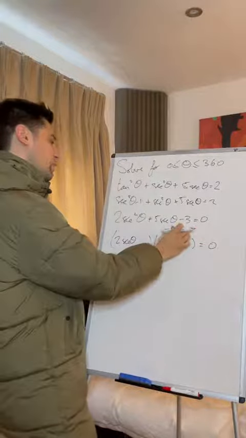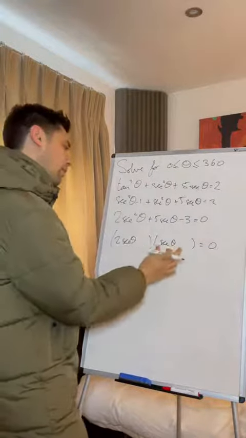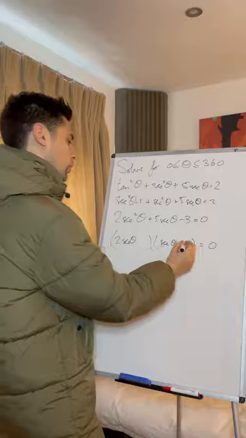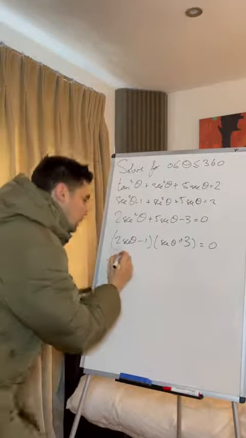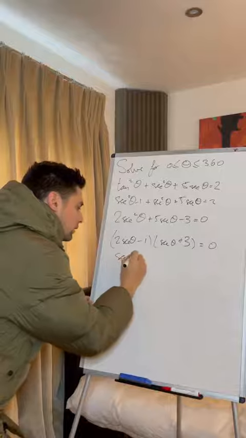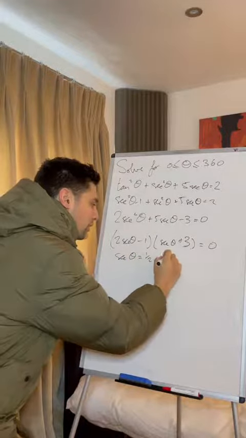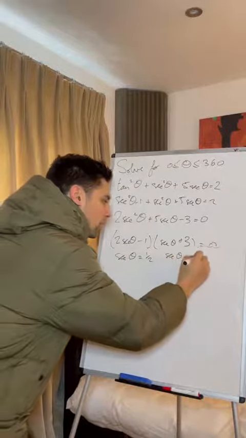We want things to times together to make 3. They're going to add together to make 5. When one of them's times by 2, so we're going to have a 3 there, a 1 there. We're going to plus that, minus that. And we can say sec theta equals 1/2, sec theta equals minus 3.